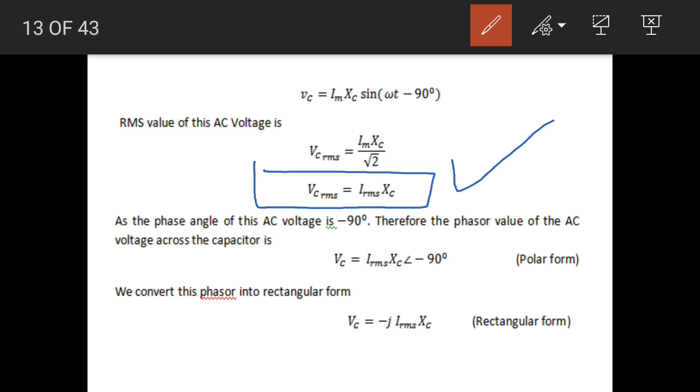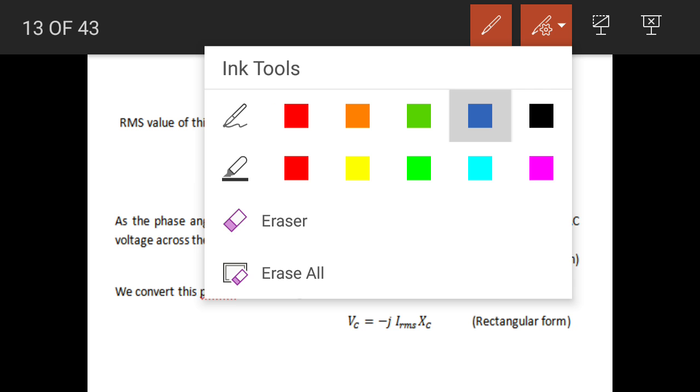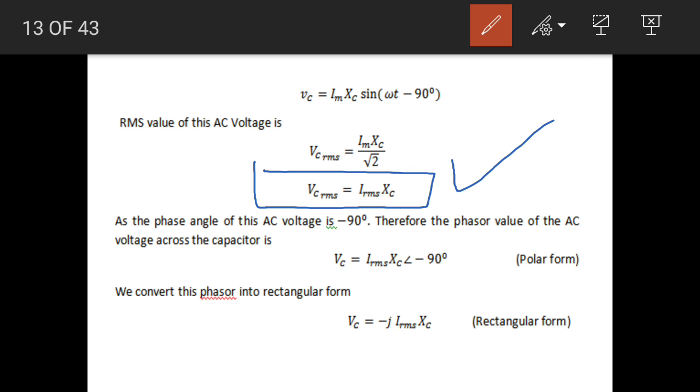As the RMS value of this AC voltage is known and the angle of this AC voltage is known, we can represent the AC voltage across the capacitor with the help of a phasor quantity. So this phasor is in polar form. The magnitude of this phasor is equal to the RMS value of the voltage across the capacitor, and the angle of this phasor is equal to the phase angle of the voltage across the capacitor. So the phase angle of the voltage across the capacitor is minus 90 degree.